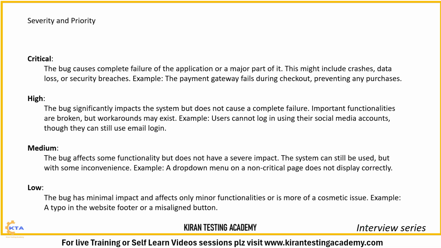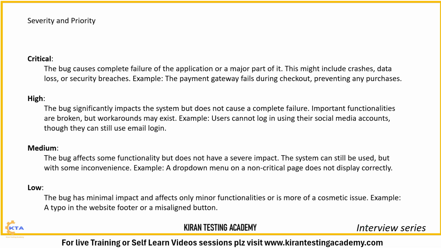High also has a significant impact on the application. It may not be a complete failure of the application, but a few major functionalities may not work. In that circumstance you can give high. Next, medium: not too critical, but there will be some impact, like a registration page where some drop downs are not working. In that case we go with medium. Low covers cosmetic defects, minor errors, and spelling mistakes, because they don't impact your application flow or any functionality.